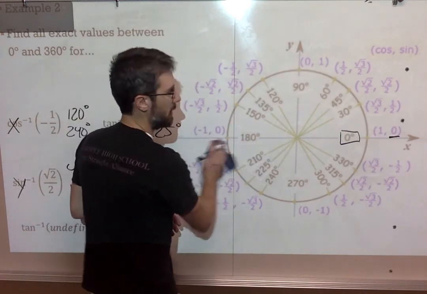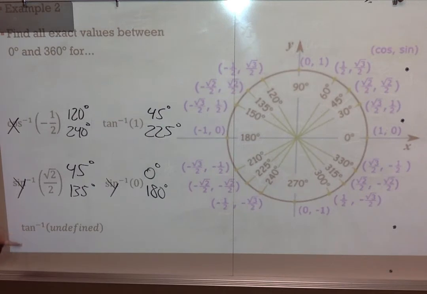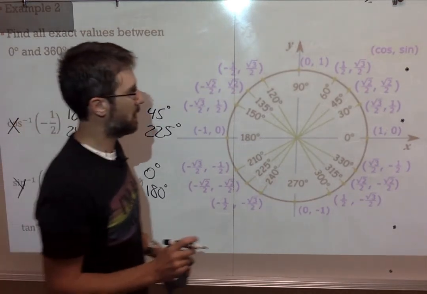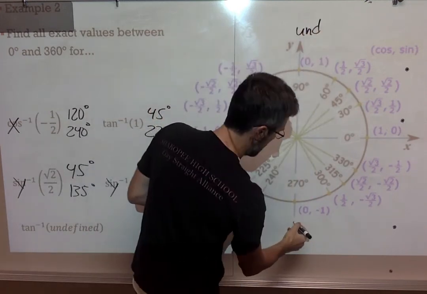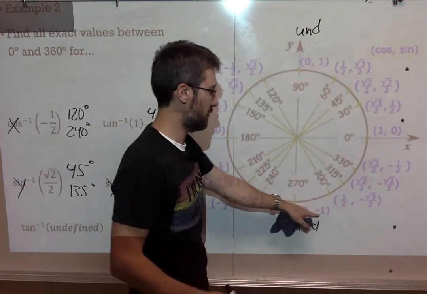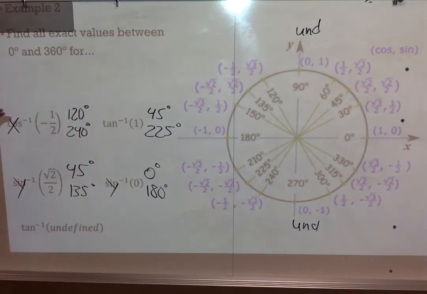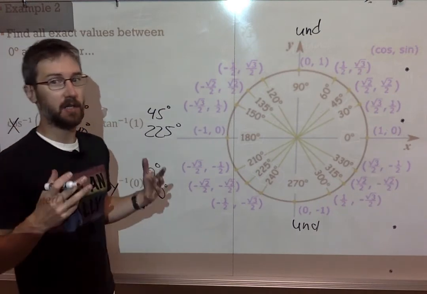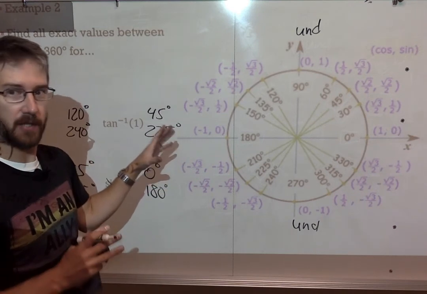All right, last one. Tangent inverse of undefined. Now this is one where students often make a mistake because they think, all right, if I look at my unit circle, undefined is right here and right here, right? These are the spots where it's 1 divided by 0 and -1 divided by 0, so it's undefined. And so they answer 90 and 270, and that's good logic. It's not a bad idea to try to do it that way.